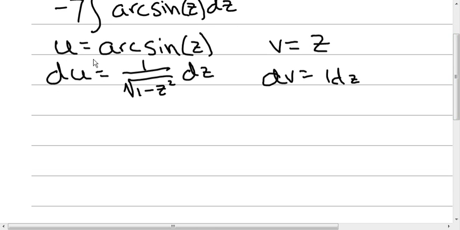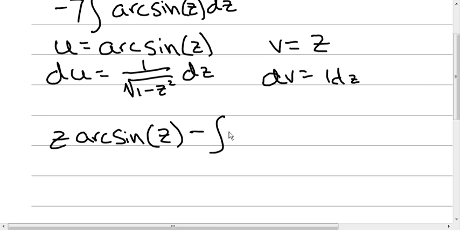So we do u times v, which gives us z arc sine of z minus the integral of v, which is z, times du. Du is going to be 1 over square root of 1 minus z squared dz. Okay, so there's our setup.